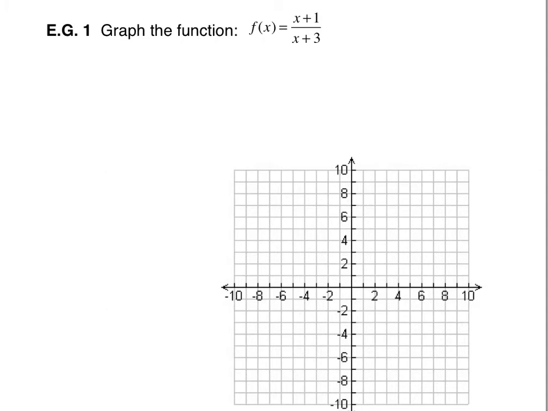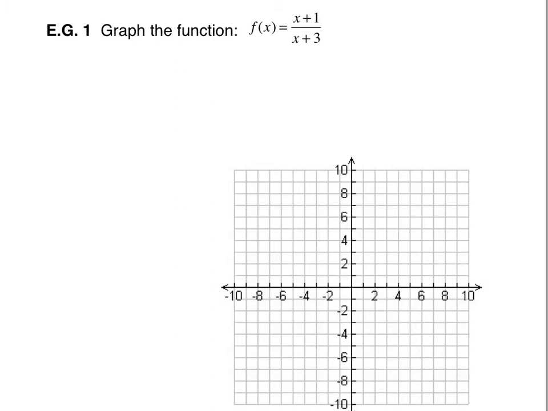First thing would be to factor the numerator and the denominator. X plus 1 is already prime, since we don't see any x squares or GCF values that can be factored out. Same thing on the bottom, x plus 3 is already prime. So in this case there's nothing to factor.